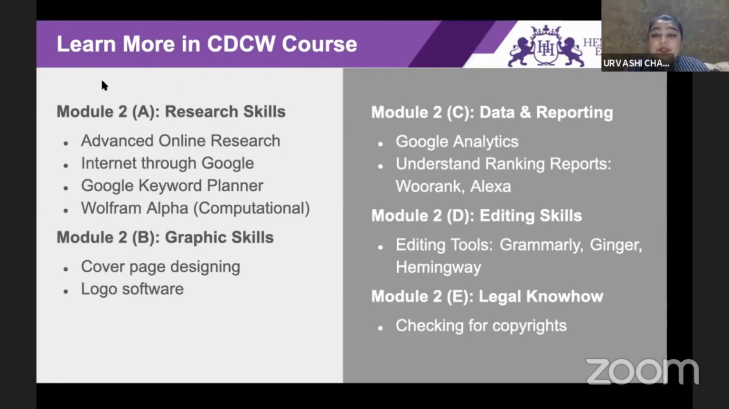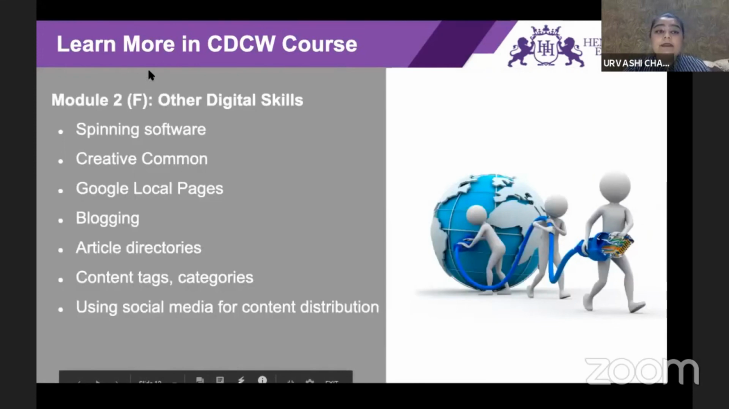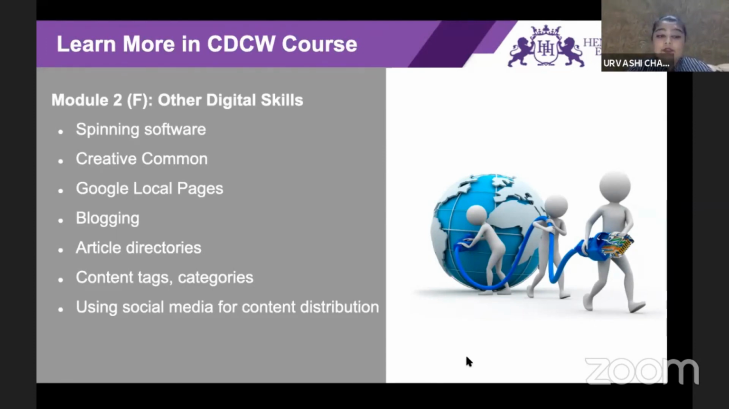The data and research portion actually includes your analytics as to what your website is standing at, how much ranking Google gives to your website, and there are other ranking parameters that we look at, that is BooRank and Alexa as well. Then we come to the editing skills, and when we come to the editing, we have multiple softwares that we are covering: Grammarly, Ginger, Hemingway, etc. Then comes the legal know-how, wherein we are talking about checking your copyrights. And module 2 also covers the spinning software, because there's a lot of spinning in the market happening these days. People copying content, which we are not actually into, but as a writer, you should know how you can check for the same. Creative Commons, Google local pages, a lot on blogging as well, because blogging in itself is a bigger domain. Your article directories, content tags, categories, etc.